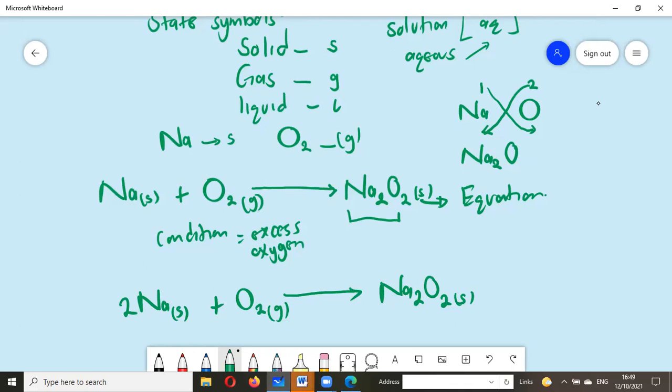So that is the number 1 equation. I hope you have known the steps. Any questions so far? No. So the condition is excess oxygen. That's the condition for that reaction. Excess what? Oxygen.